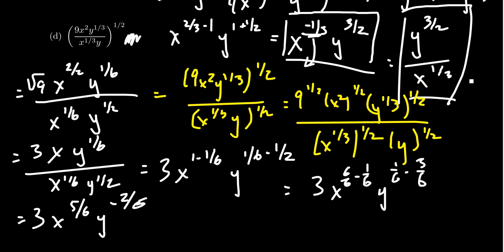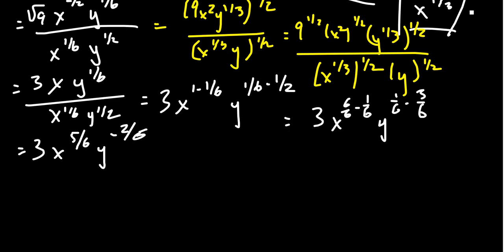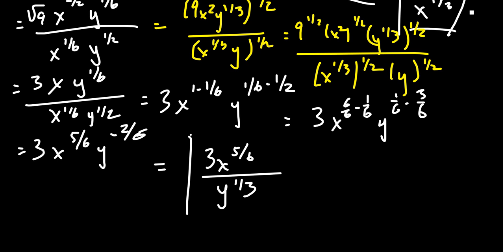And while that is a perfectly good way of writing the answer, I'm going to write each of the exponents as positive simplified fractions. So we're going to get 3x to the 5/6. You can't reduce the fraction 5/6. But 2/6 becomes 1/3. And since it's a negative exponent, we're going to put it in the bottom. You get y to the 1/3 power. And so this would be the simplified expression for that exponential expression we started off with.